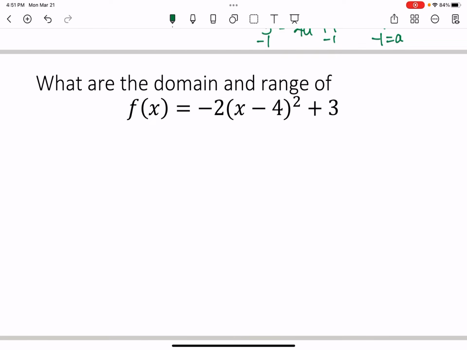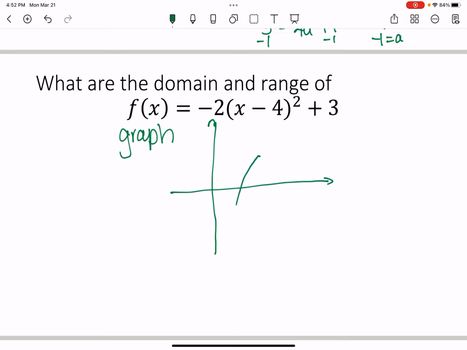Here it asks me what are the domain and range of -2 times (x minus 4) squared plus 3. What you're going to want to do to solve this problem is go ahead and graph this on your calculator and look at what the graph looks like. If you look at the graph, it's a downward facing parabola, and it goes on forever. It has its highest point at 3 and it goes down like this.